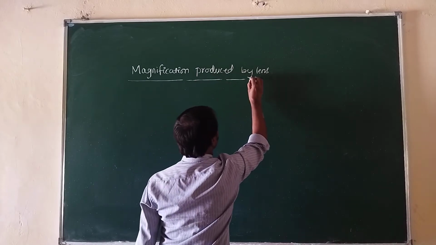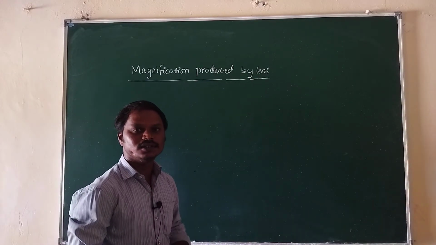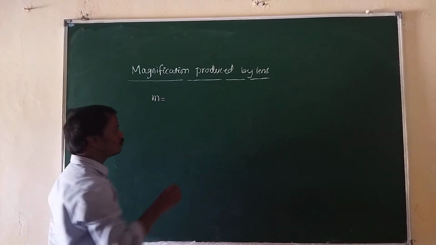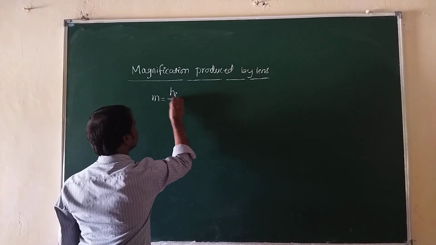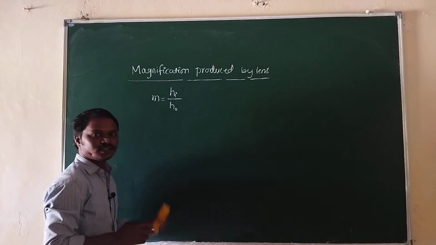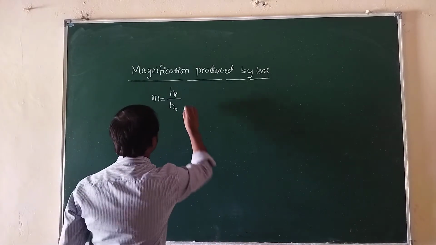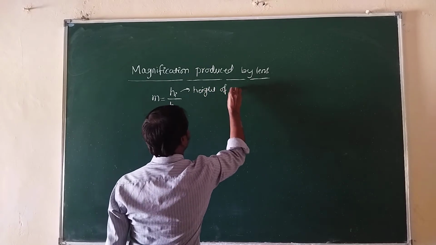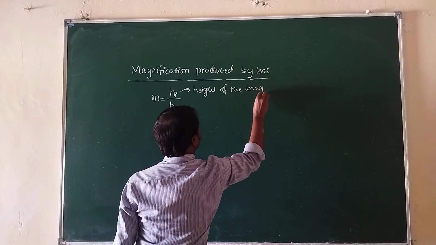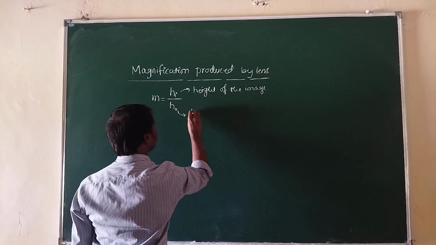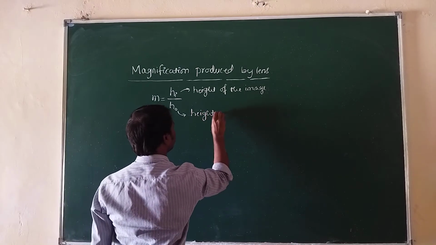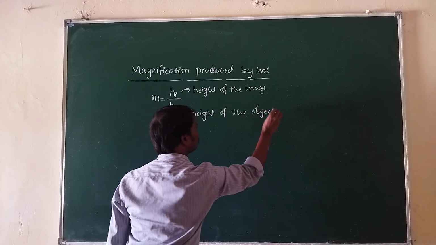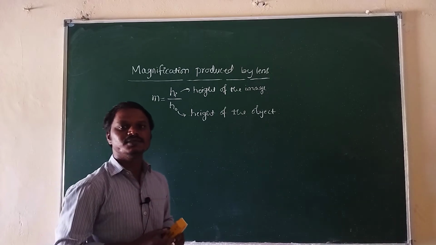Magnification is the ratio of the height of the image to the height of the object. Magnification can be represented by m, so m is equal to hi by ho. Hi is the height of the image, and ho is the height of the object.